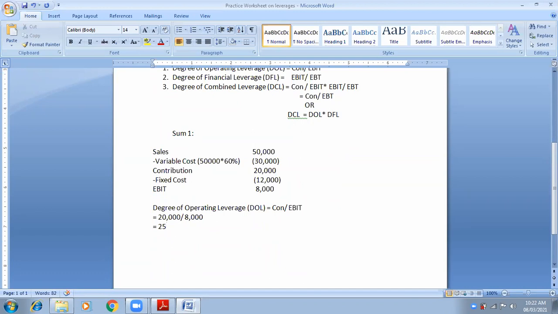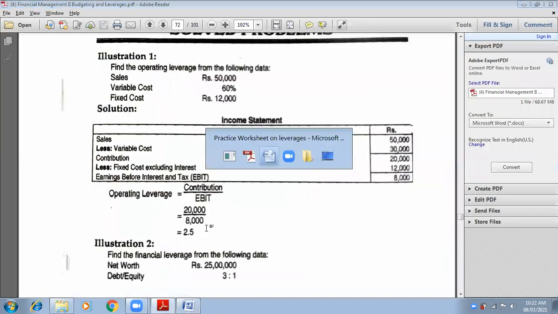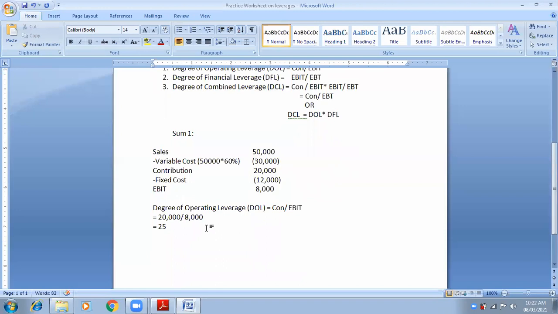Are you sure 25? It should be 2.5, I think. 2.5. 2.50. Yes, ma'am. 2.50. Did you understand how to calculate DOL? Come on, do it quickly. Do it, I'm waiting for you. Sum is over. That's what is asked in the question.